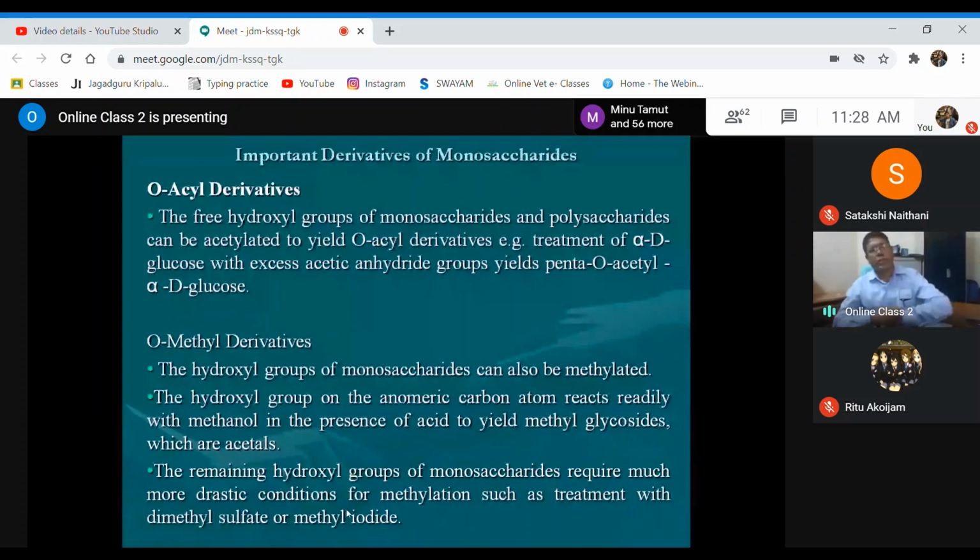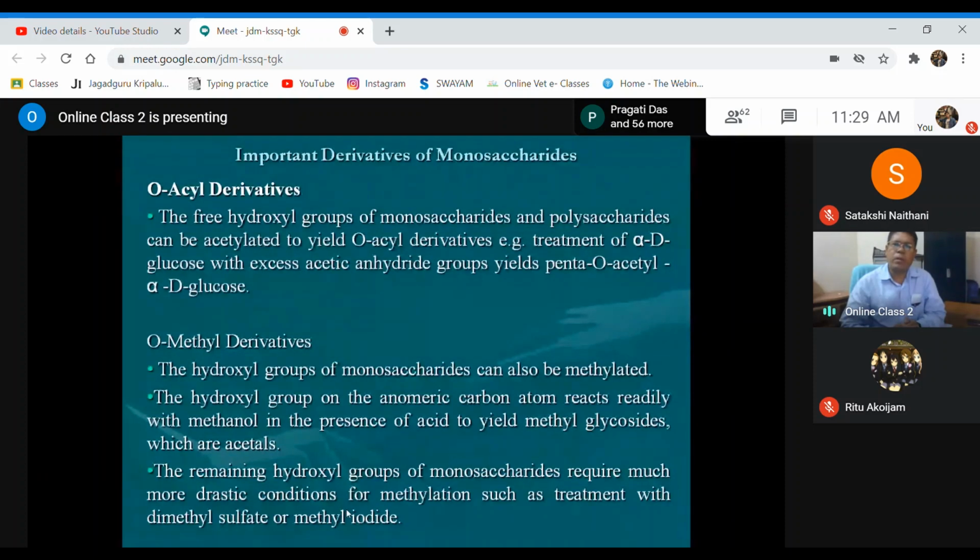Okay, that is one. Second, the O-acyl derivatives, that is, the acyl groups, can also be linked to the hydroxyl groups of the monosaccharides. The free hydroxyl groups of the monosaccharides and polysaccharides can be acetylated. That means the acetyl group can be added. If it is a monosaccharide, then this will yield O-acyl derivatives. Because the acyl group is linked to the oxygen, it is called the O-acyl derivative.